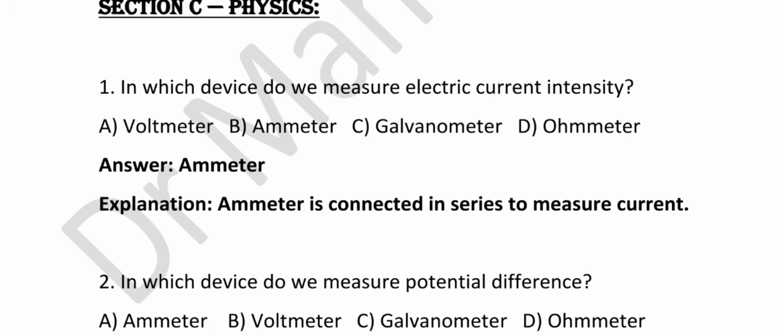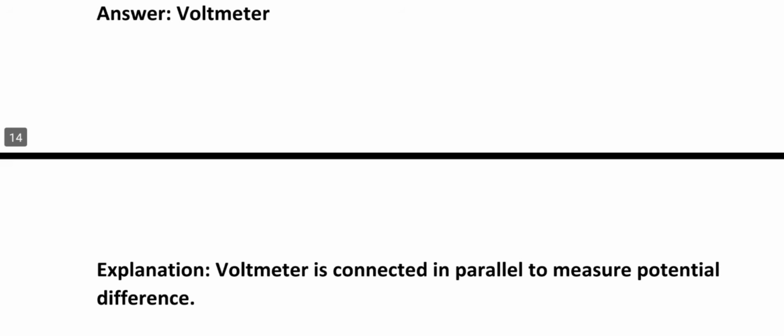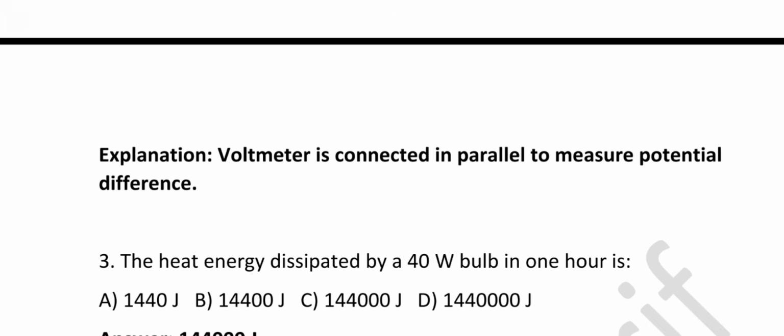In which device do we measure electric current intensity? We use ammeter because it is used to measure the current, and a very important thing is that it is connected in series. In which device do we measure potential difference? So we use voltmeter to measure the potential difference, and one more important thing is that it is connected in parallel.